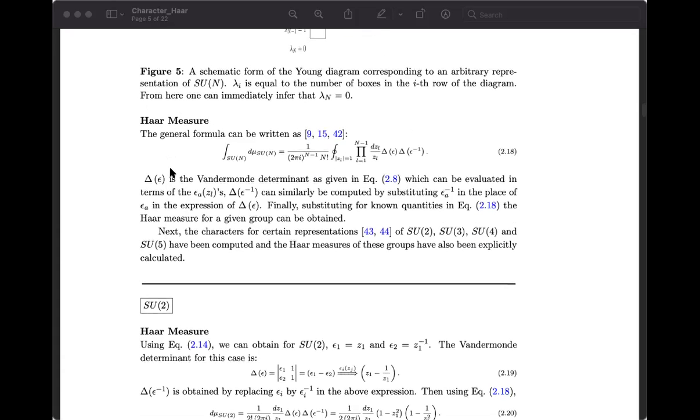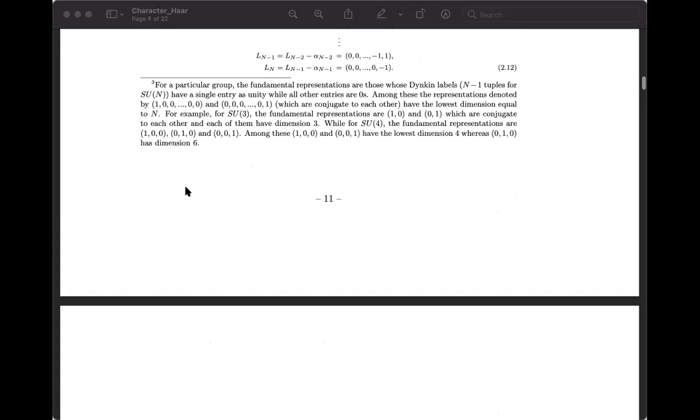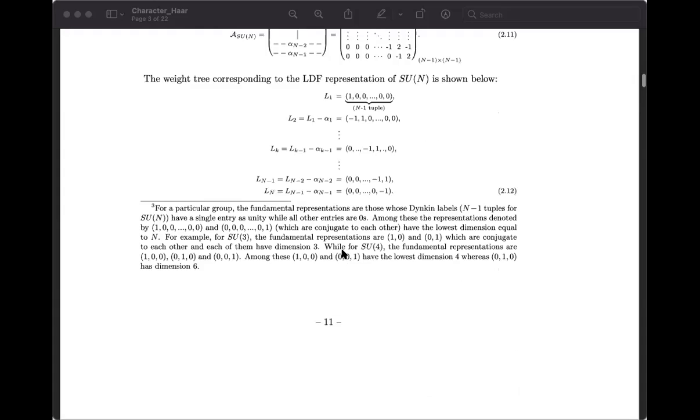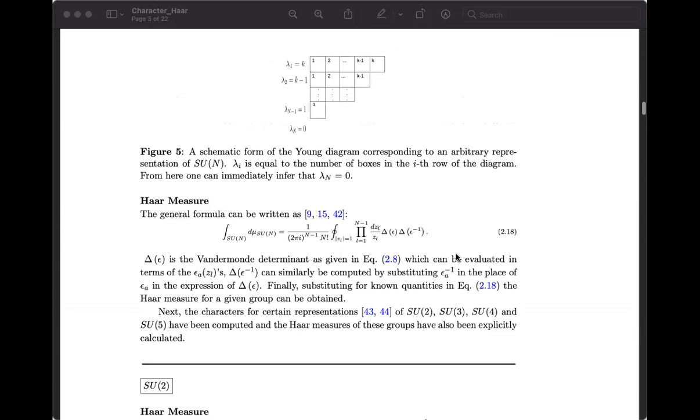So now we can calculate the Haar measure, which is given for dU of SU(N) as basically 1 over (2 pi i) to the power n minus 1, a normalizing factor, and then the product over l equal to 1 to n minus 1, because that means the zi's are there. For each zi you have the unit circle integral, and this is dzl by zl times delta epsilon inverse. This delta epsilon is the Vandermonde determinant, which we have talked about. And now you can see the epsilon in terms of z, and then to calculate delta epsilon inverse, you replace all the epsilon by its inverse, so you basically calculate delta epsilon inverse.